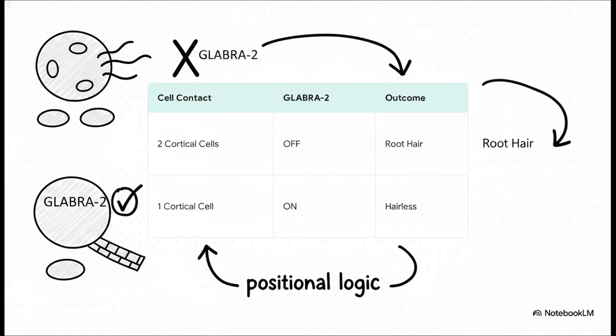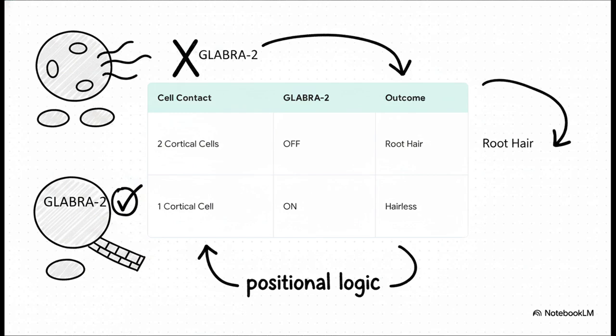And the positional logic the plant uses here is brilliant. It's entirely based on cell-to-cell communication. How does an epidermal cell detect what it's touching? It relies on incredible molecular signaling, utilizing receptor-like kinases on the membrane and microscopic channels called plasmodesmata to actually shuttle signaling proteins, specifically WRM and CPC, between neighboring cells.